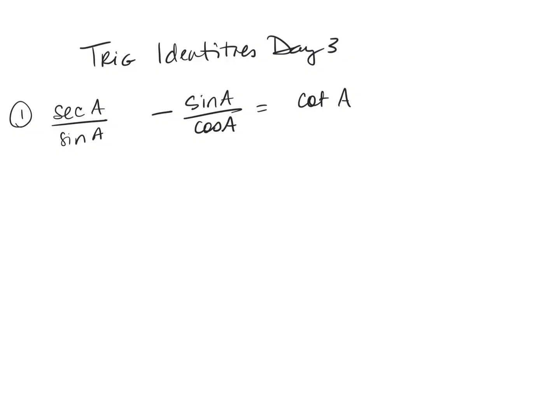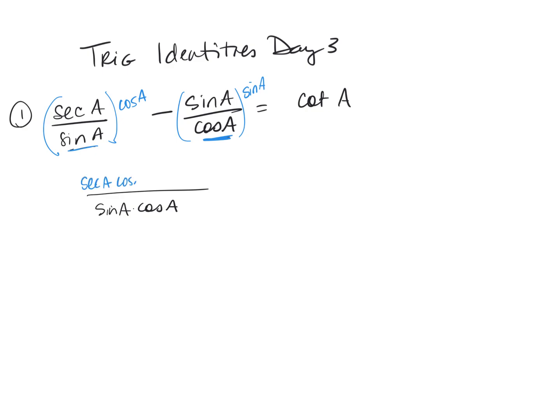But notice these are fractions being subtracted. Anytime you have fractions being added or subtracted, you have to have a common denominator. In this case, my common denominator would be the product of these two, so I'm going to multiply them, sine of A times cosine of A. But in order to do that, I have to do a little work up here. This fraction doesn't have the cosine down here, so I have to multiply it by cosine A. This one only has cosine down here, so I have to multiply it by the sine of A to get those common denominators. So when I multiply them, now I'm going to have the secant of A times the cosine of A minus the sine squared of A.